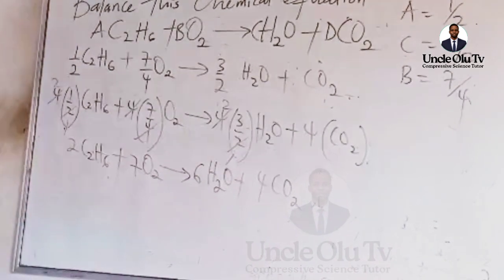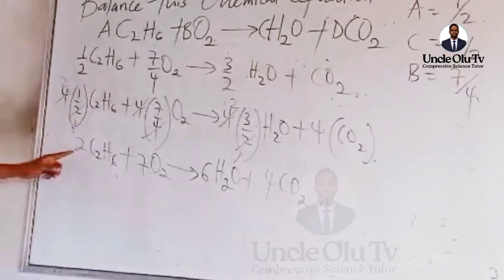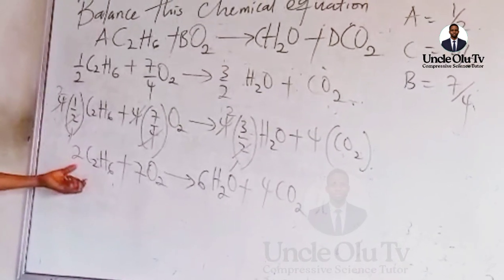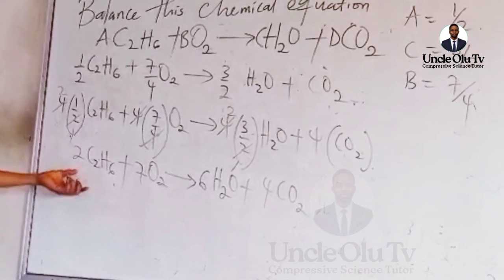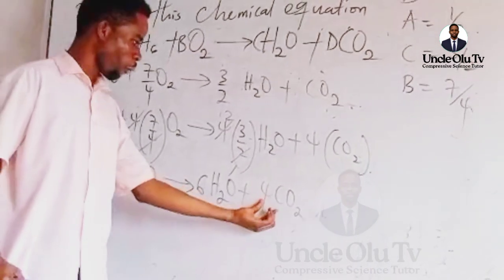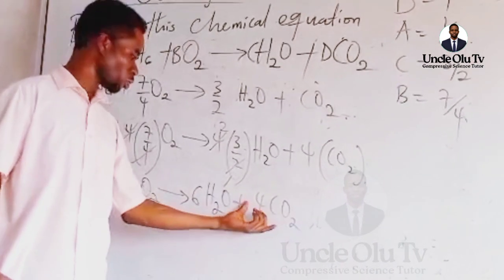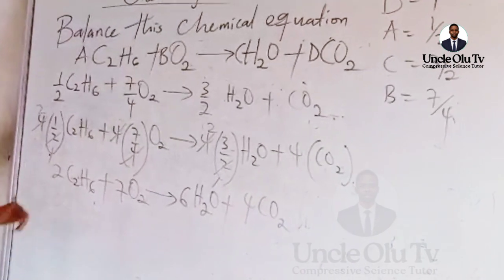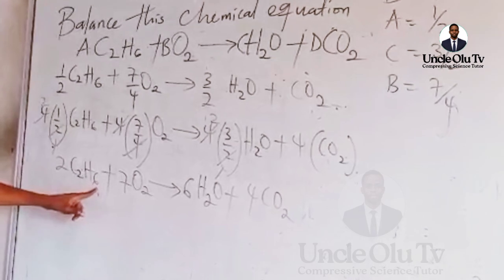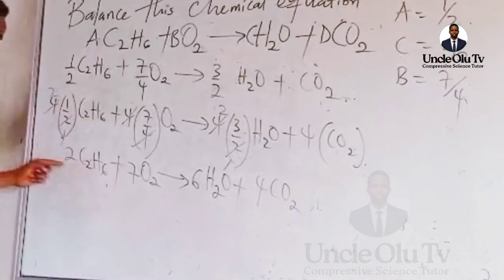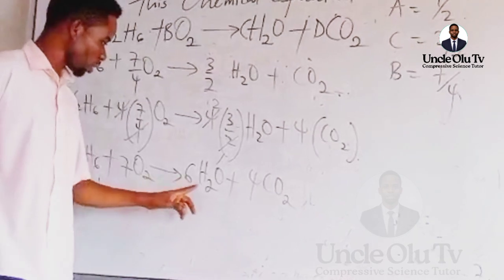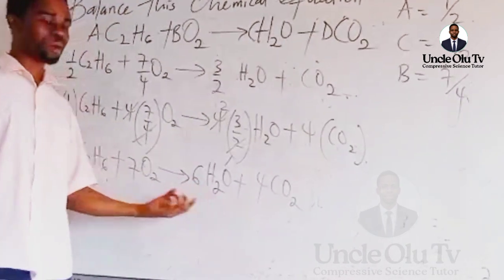Now let's see whether the equation is balanced. How many carbon? 2 times 2, that's 4 on the reactant side. Let's check the product side. How many carbon? 4. Carbon is balanced. Check the hydrogen. 2 times 6, that is 12. Hydrogen on the product side is 6 times 2, 12. Hydrogen is balanced.